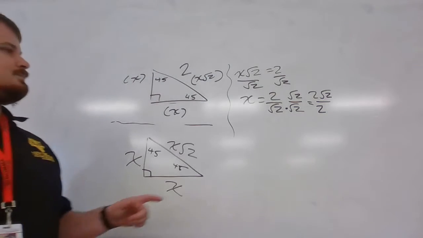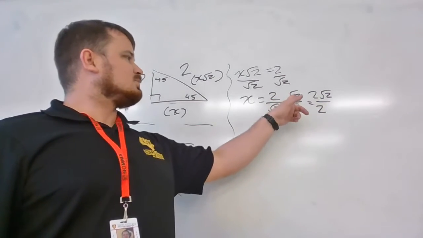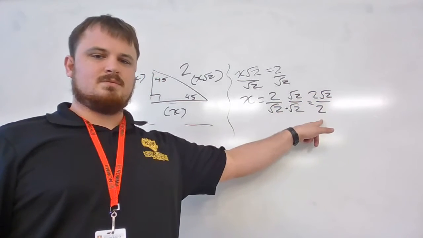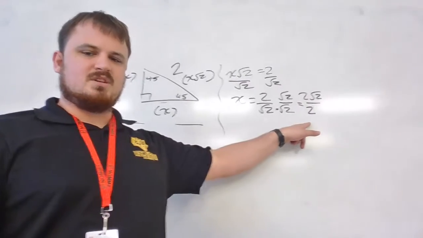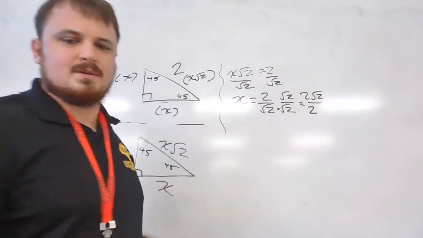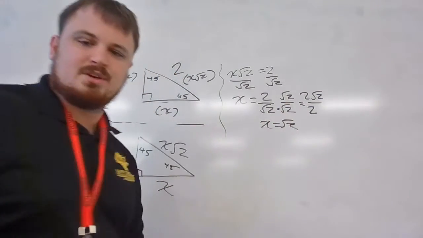So we have 2 root 2, and on bottom we have a 2. You can't hardly see that. Okay. So then what's 2 over 2? Well, that would just be 1. So my final answer is X equals square root of 2.